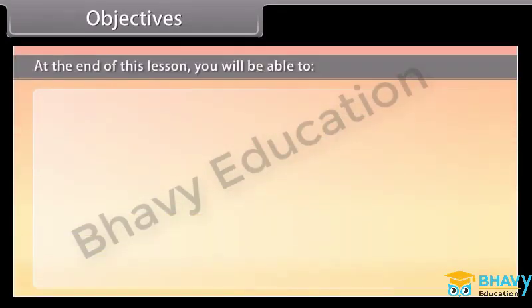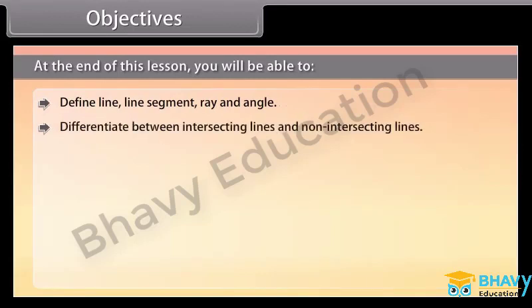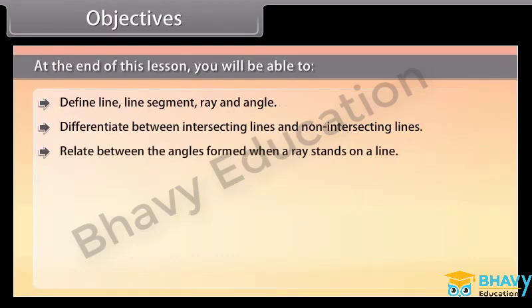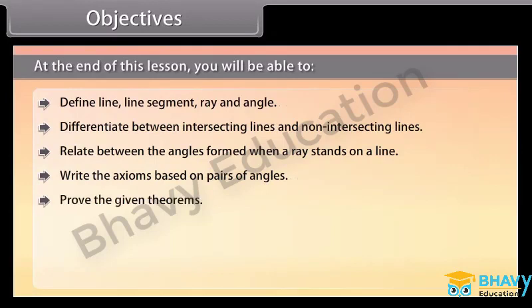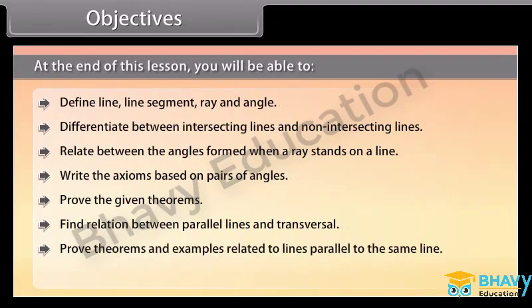Objectives. At the end of this lesson, you'll be able to define line, line segment, ray and angle. Differentiate between intersecting lines and non-intersecting lines. Relate between the angles formed when a ray stands on a line. Write the axioms based on pairs of angles. Prove the given theorems. Find the relation between parallel lines and transversal. Prove theorems and examples related to lines parallel to the same line. Prove the angle sum property of a triangle.